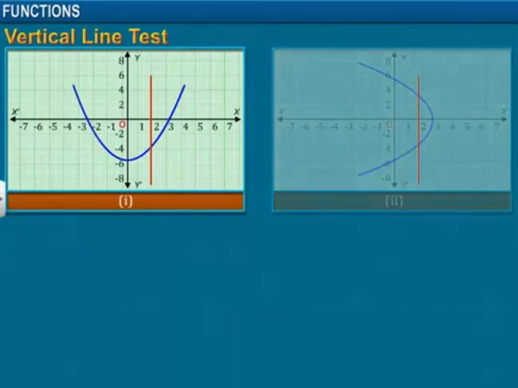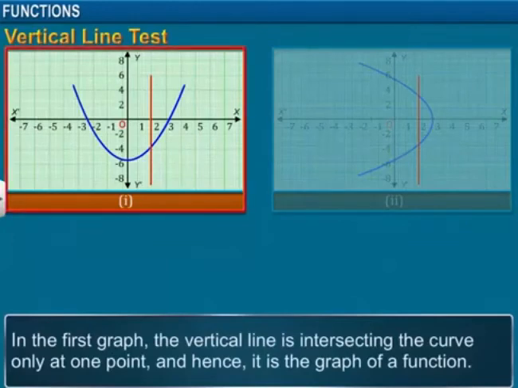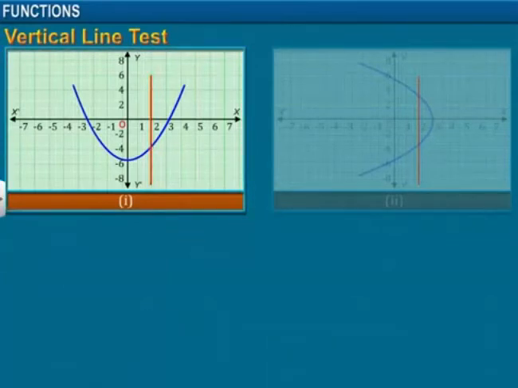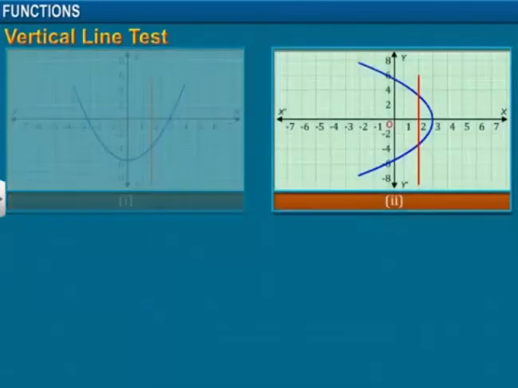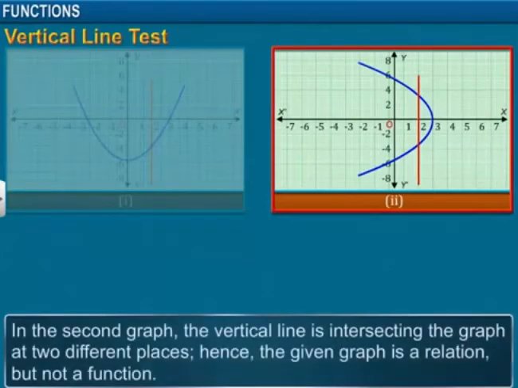In the first graph, the vertical line is intersecting the curve only at one point. Hence, it is the graph of a function. However, in the second graph, the vertical line is intersecting the graph at two different places. Hence, the given graph is a relation, but not a function.